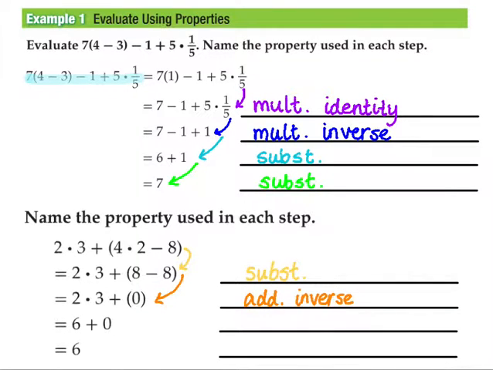Let's look at the next statement. What do I do from here to here? Substitution. Now some people will refer to this as addition or as multiplication because you're multiplying. I mean it is, but if we're just referring to these properties that we have, it would be substitution. Okay, what's the last step going to be? 6 plus 0 equals 6. Additive identity, good job.